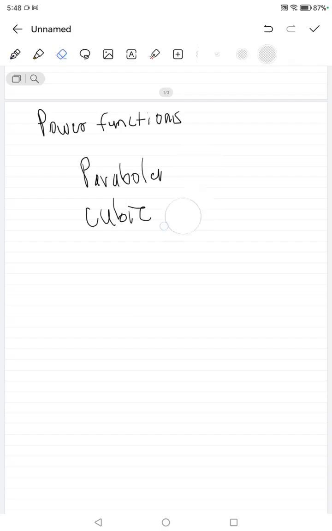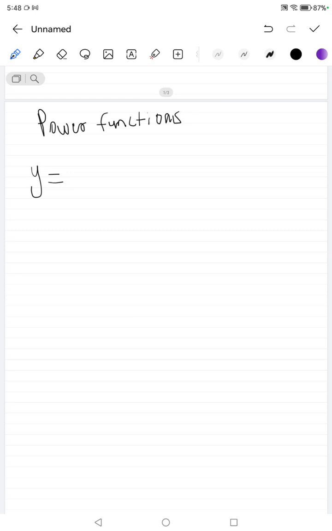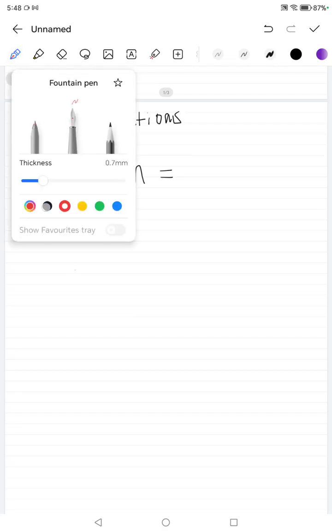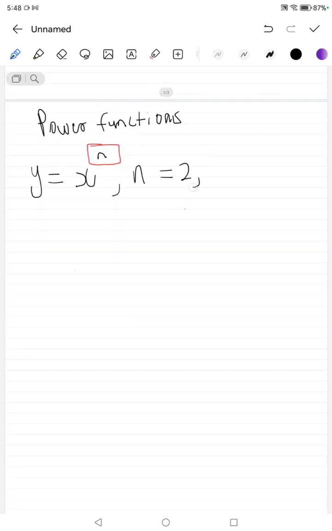So the first example with the parabolas, you're going to get something that looks like this. You're going to have a function where they've given you y equals x to the exponent n. Then your n can be your even numbers. It can be any even number, which means it can be 2, 4, 6, 8, and so on.